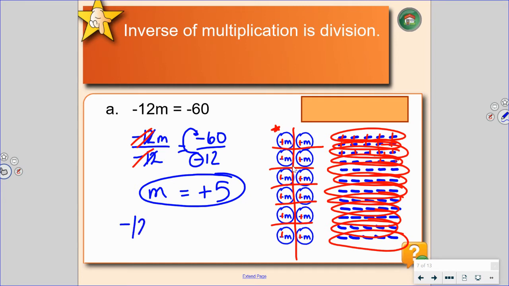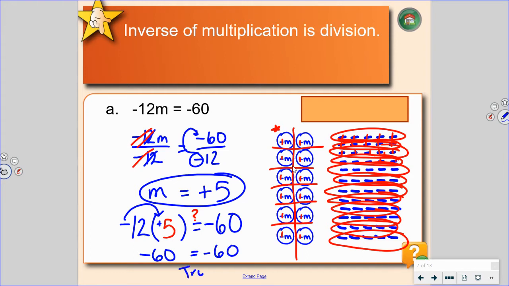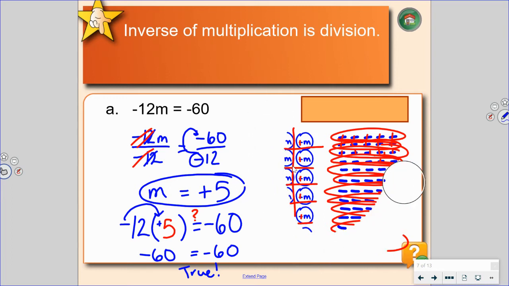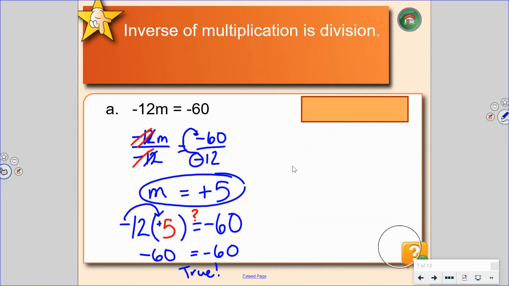If you don't believe it, you know what we're going to do. We're going to rewrite the equation, but we're going to substitute in a 5. And if I were to take 12 5s, no, the opposite of all those positive 5s, now we see a true statement. So be careful and ensure that you know what you're going for here as you try to solve these equations.